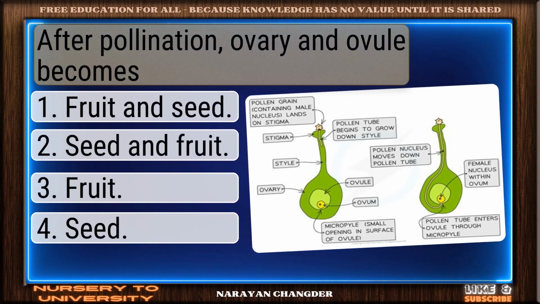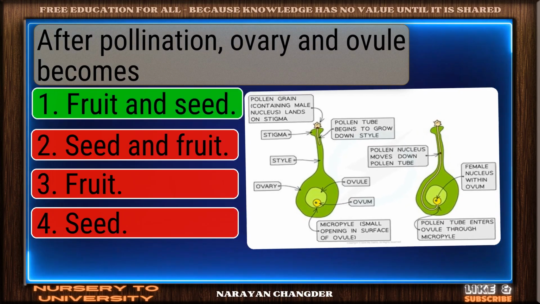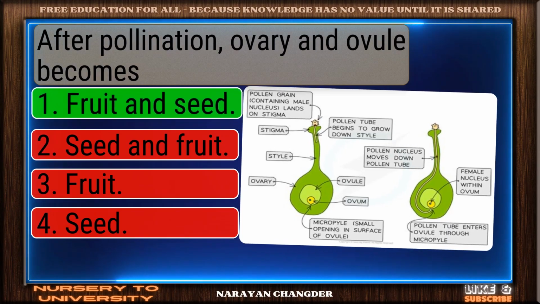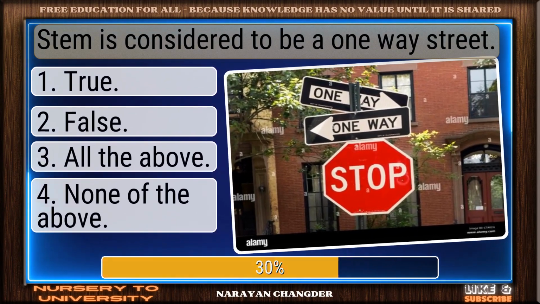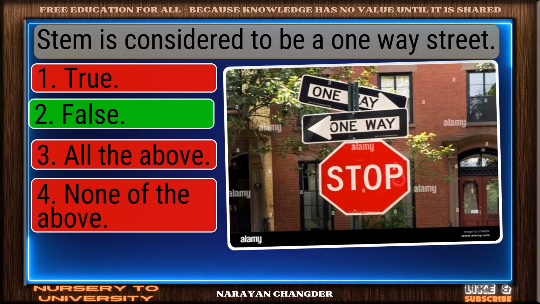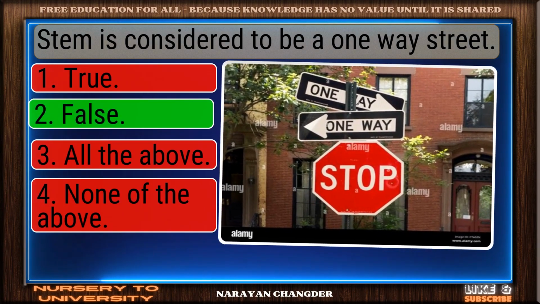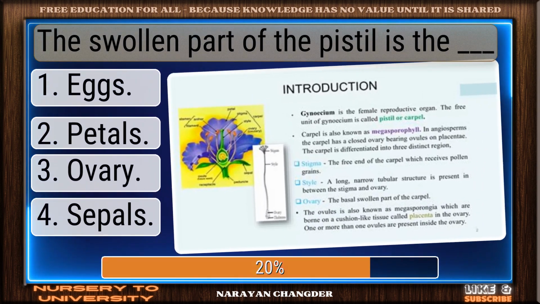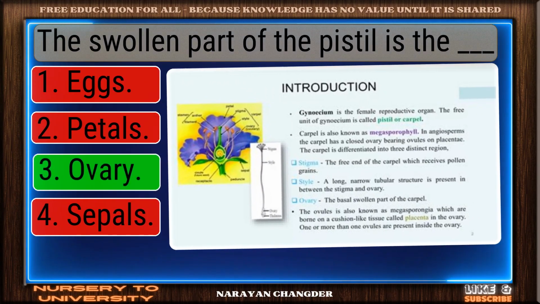After pollination, ovary and ovule becomes. Valid point. Fruit and seed is true. Stem is considered to be a one-way street. Well reasoned. False is the correct choice. The swollen part of the pistil is the dash. Excellent. Ovary is a brilliant choice.